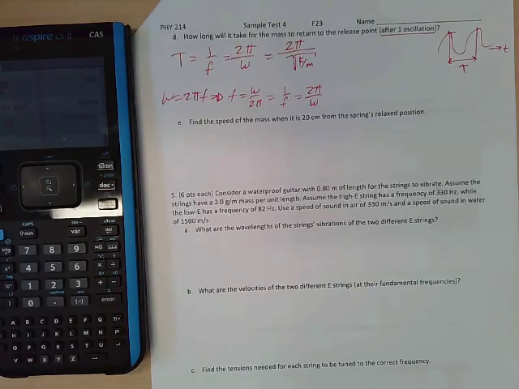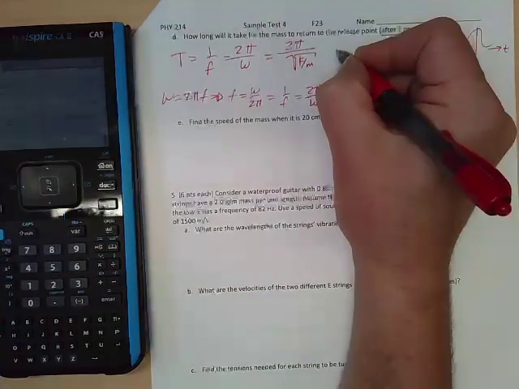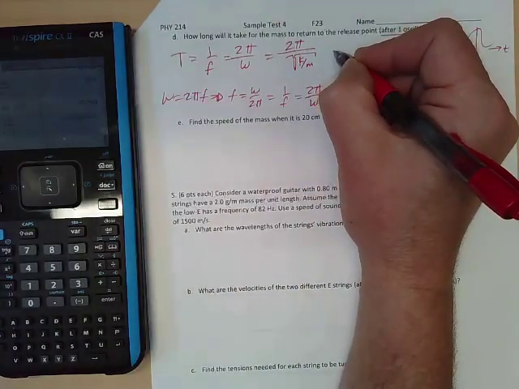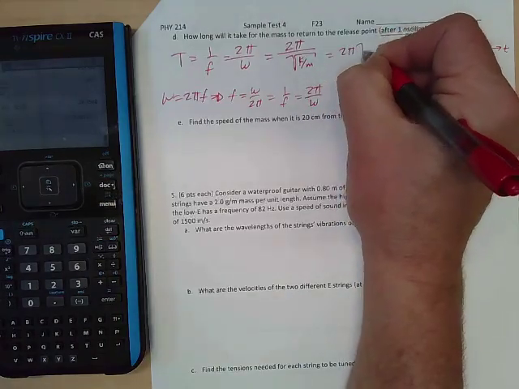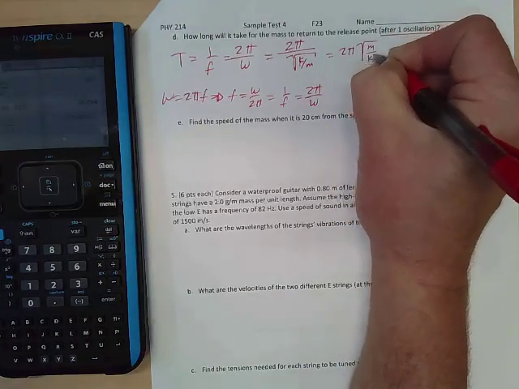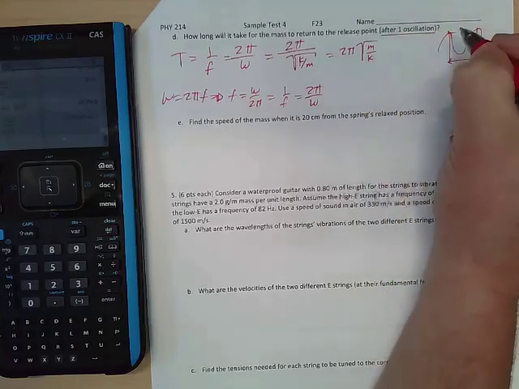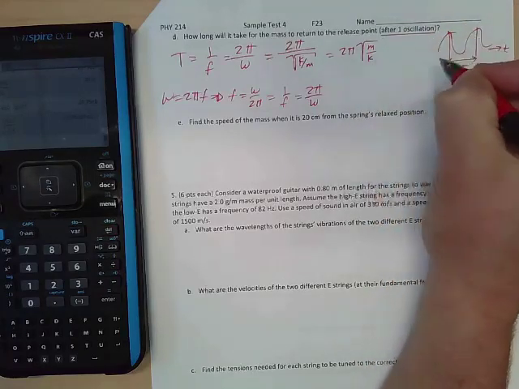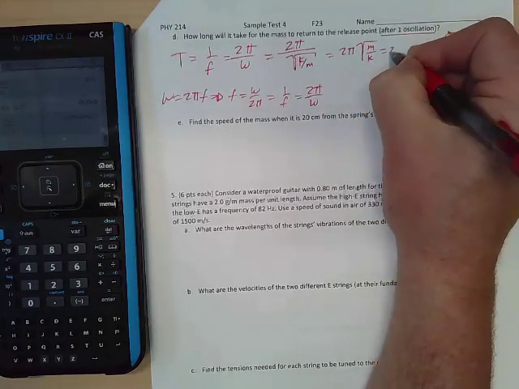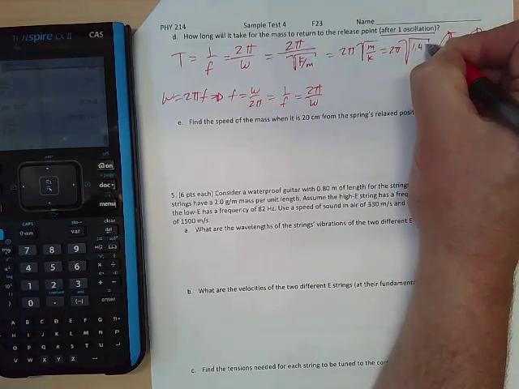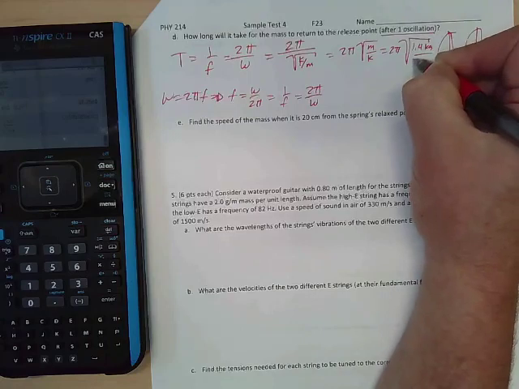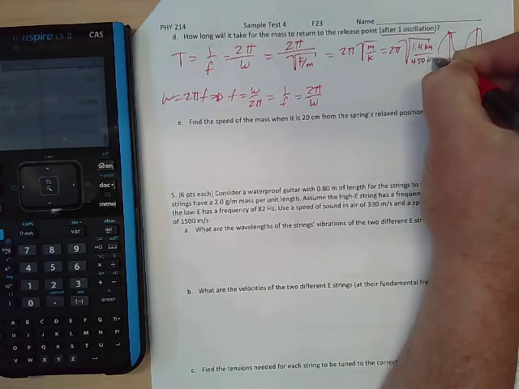Alright, and so we end up with the square root of m over k. Did I do it right? Yes. T equals 2 pi square root of m over k, just flipping the fraction from the bottom inside the square root. So 2 pi square root of m, 1.4 kilograms, over k, 450 Newton per meter.